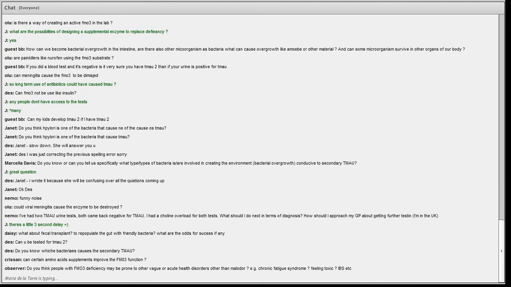Okay. Where are we now? Okay. Nemo's wondering, I've had 2 TMAU urine tests. Both came back negative for TMAU. I had a choline overload for both tests. What should I do next in terms of diagnosis? How should I approach my GP about getting?